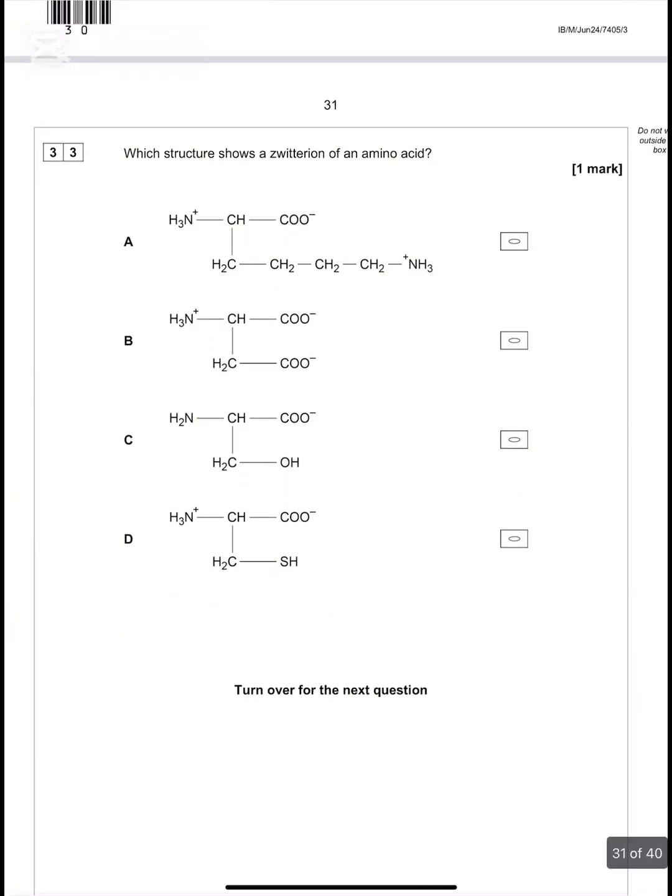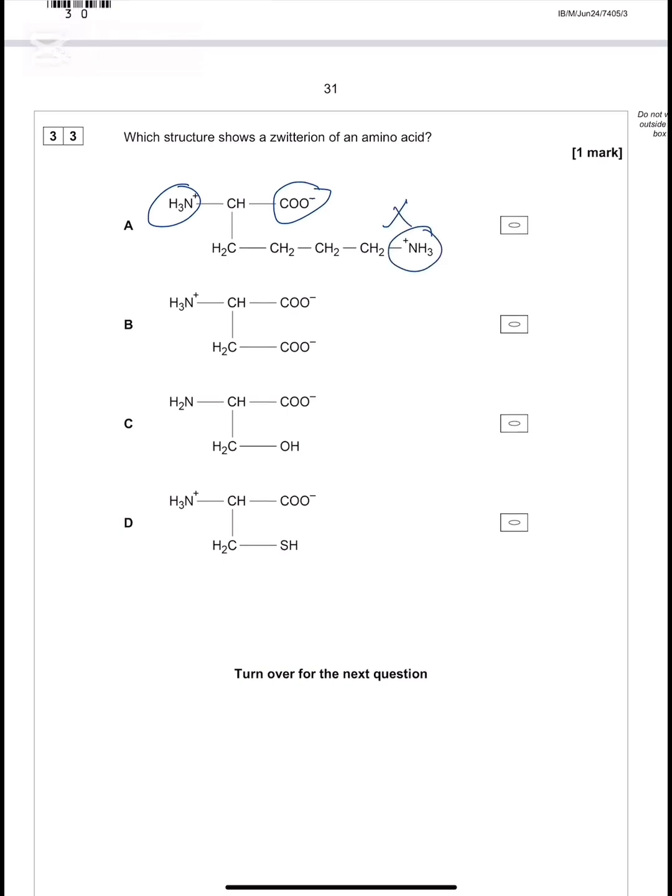Which structure shows the zwitterion of an amino acid? So for the zwitterion, you need to have a carboxylate group and an NH3 plus at the same time. The first one has one carboxylate, but two NH3, so this is wrong. The second one has two carboxylates, one NH3, so this is wrong. This one has one carboxylate, no NH3, so this is wrong. This one has a carboxylate and NH3, so this is the correct answer.